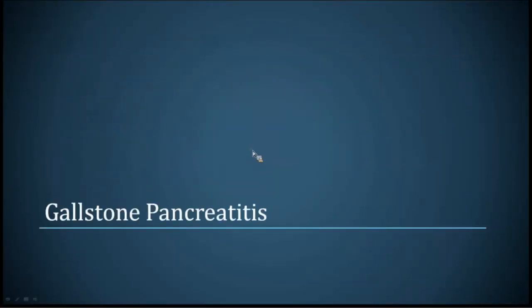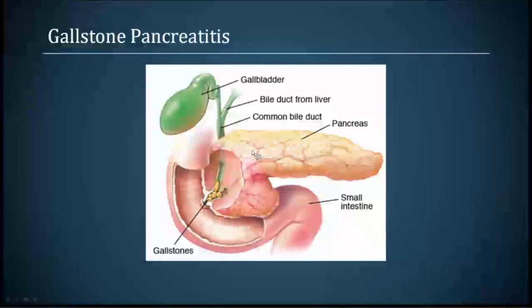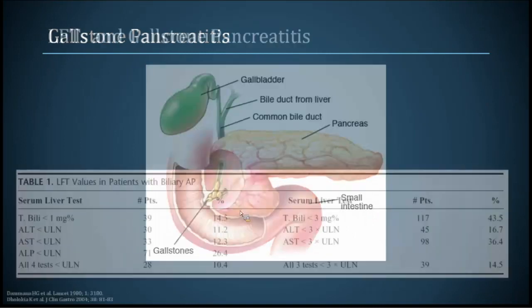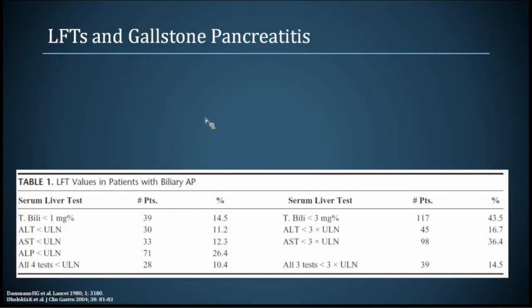Gallstone pancreatitis. So, as you know, in gallstone pancreatitis, stones from the gallbladder jump down into the bile duct and get down here towards the ampulla. This sends a brief wave of pressure right up the pancreas, and that causes that premature activation of enzymes and causes pancreatitis. What are the LFT abnormalities in gallstone pancreatitis?